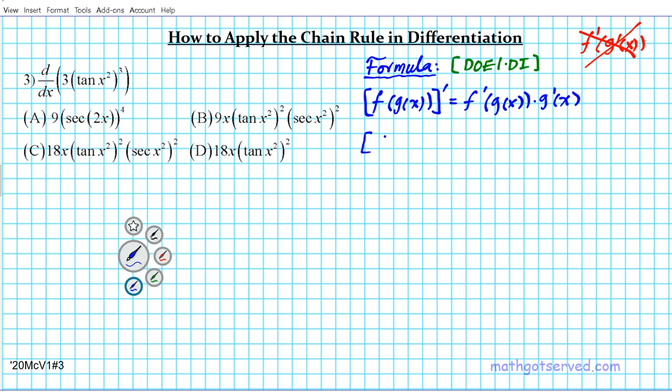What if you have three functions composed with each other? What if you have f composed with g composed with h of x? This is the same procedure. You do the derivative of the outermost evaluated at the composition of the two inner functions, times the derivative of the middle function evaluated at the innermost function, times the derivative of the innermost function. This is known as the two chains formula. You're doing chain rule twice.